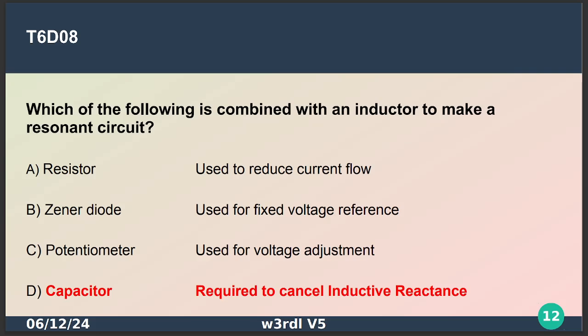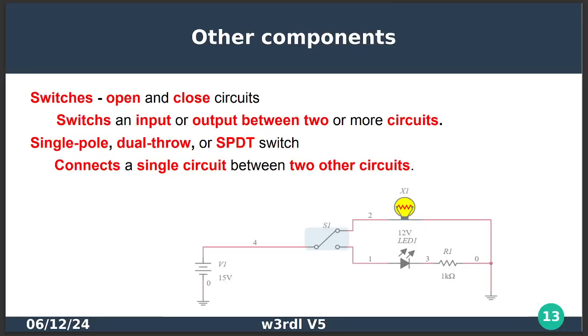Capacitor, required to cancel the inductive resonance. Other components: switches, open and closed circuits, switches and input or output between two or more circuits. A single pole double throw, or SPDT, switch connects a single circuit between two other circuits. So you've got a battery over here on your left, and you're going to connect it to either the light bulb or to the LED, one or the other.